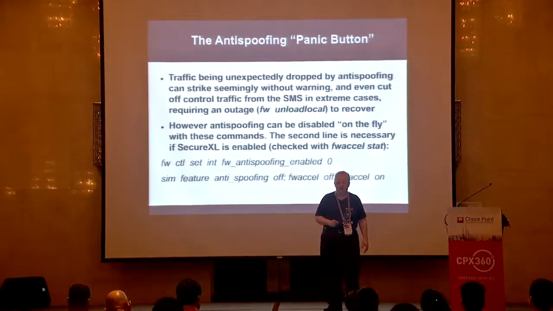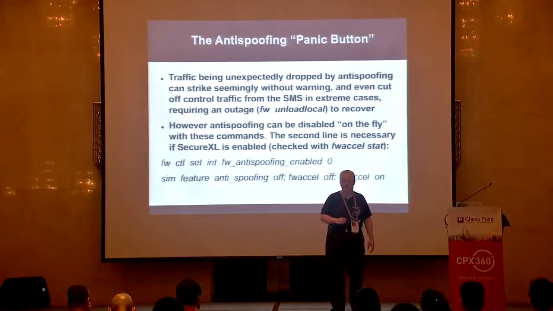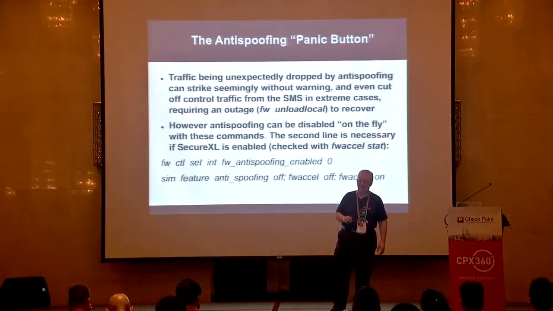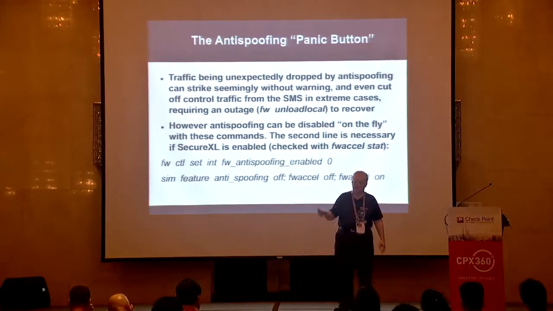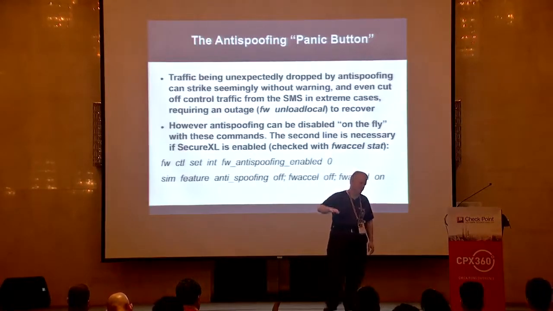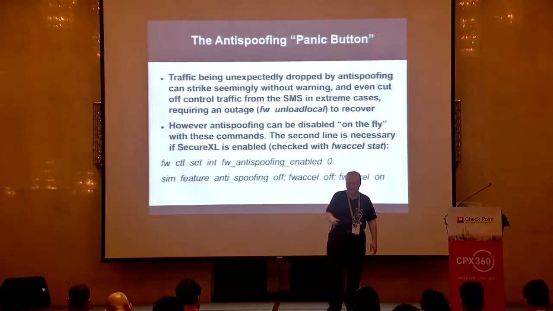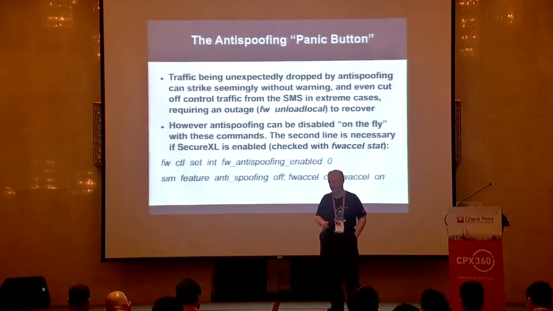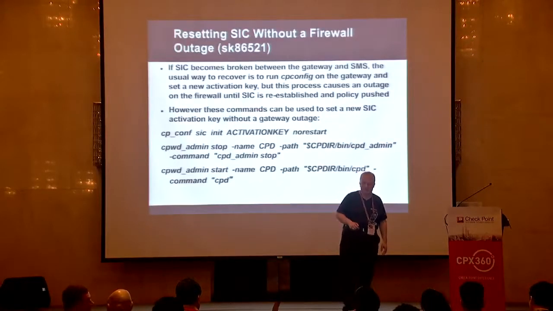on-the-fly commands that's undocumented. So you have a way to turn off anti-spoofing without actually going into the policy and turning it off. This is a temporary fix, obviously, and there are two commands, and most likely you're running SecureXL, so you're going to need to do both of these. You can turn off anti-spoofing at the firewall level, and you can also turn it off at the SecureXL level, and you need to do both, since in most cases you are running both. Hopefully nobody's running with SecureXL disabled at this point. If you are, that's a problem we need to get to the bottom of.